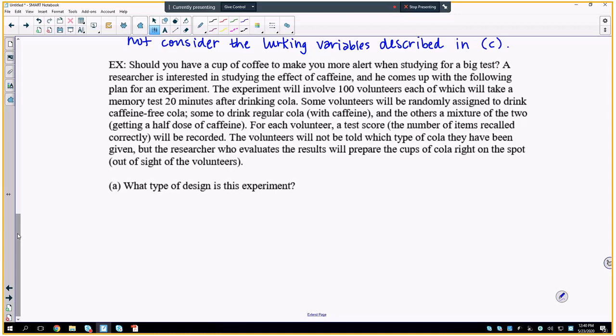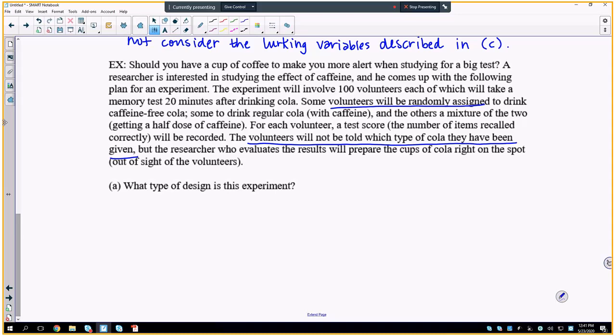So it's definitely not an observational study because we're definitely trying to influence the outcome. So it's an experiment. We have 100 volunteers. The volunteers will be randomly assigned into the categories. And the volunteers will not be told which category they're in. But the researcher who evaluates the results will prepare the cups. That means that he's going to know.